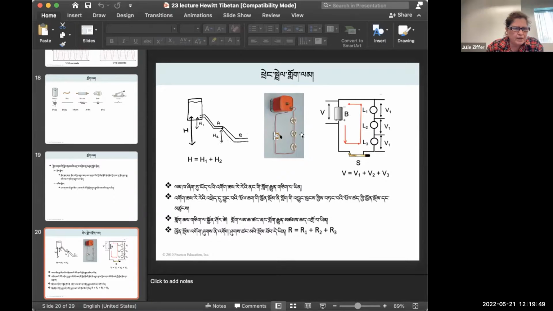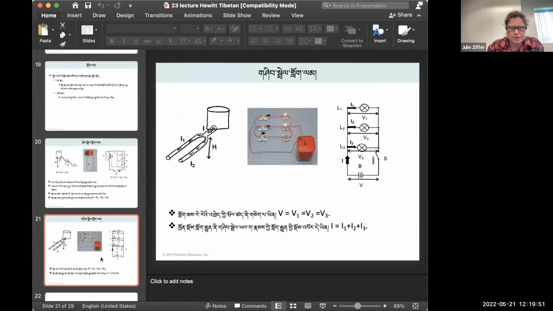Now, if we had instead a parallel circuit, you would see that as you wanted to go through here, you could either go through the first one and back, or you could go around and go through the second one and back, or you could go around and go through the third one and back. Now this switch is open, but we're pretending like it's closed.